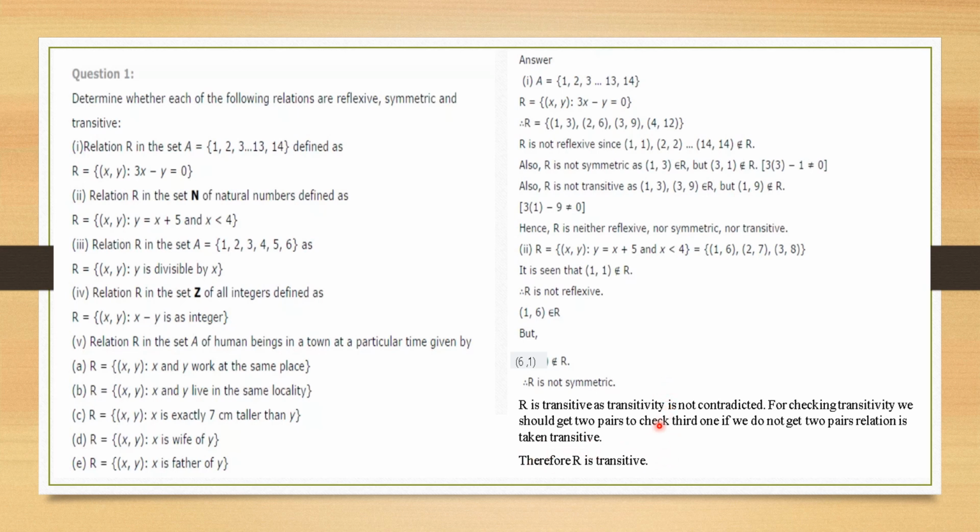It is the same case as if some boxer is fighting for some championship, but he is not getting any opponent, so he will be declared the winner. So it is the case that we are not getting two pairs to check the third one. If the two pairs are not there, we cannot say anything about the third one, and we cannot deny even its existence. So if we are not getting two pairs, we will take it as transitive. We will not say it is not transitive.